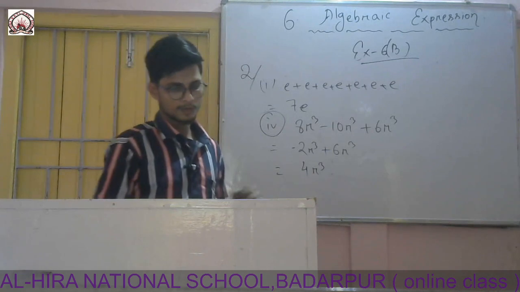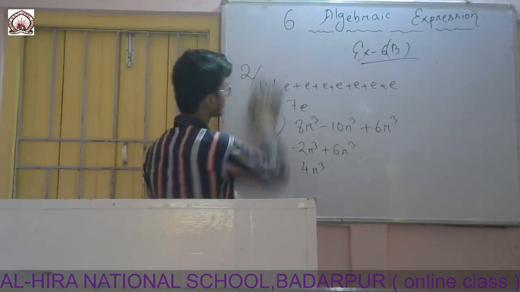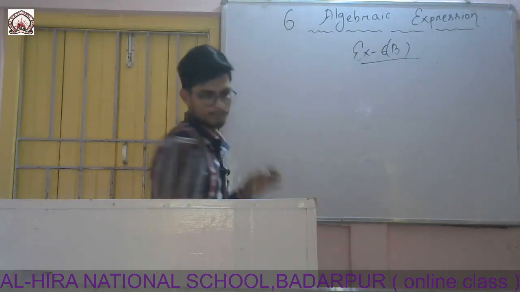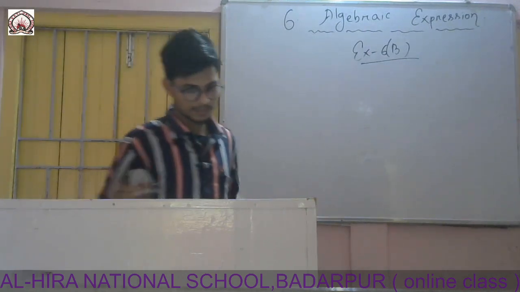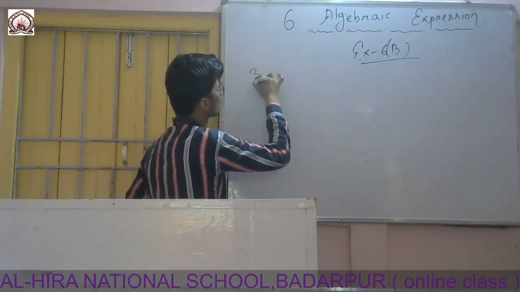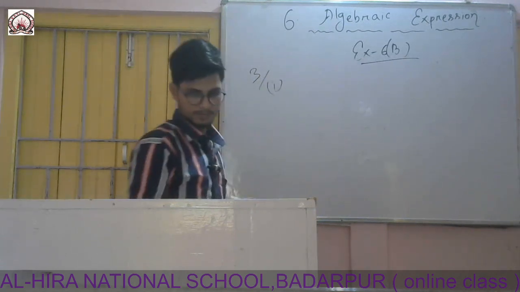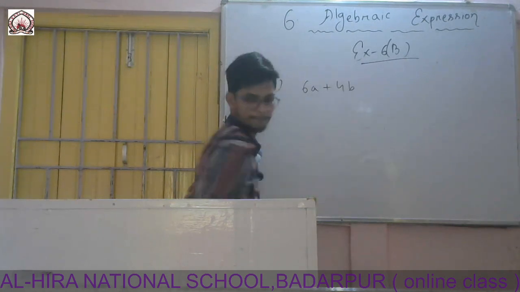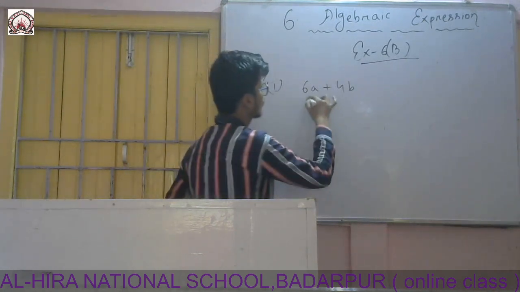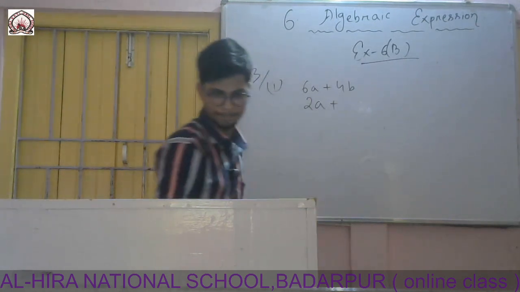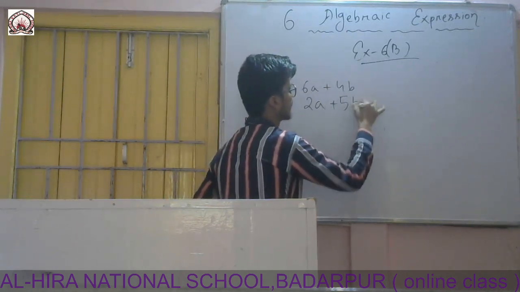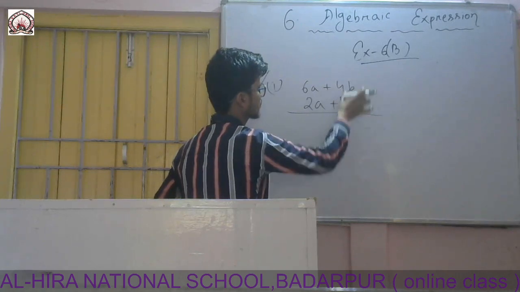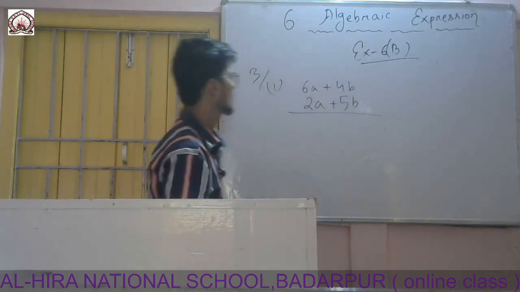So now we will do addition of binomials and trinomials. The first one is a binomial. There are two terms, you see. 6a plus 4b, 2a plus 5b. While writing, write it nicely so that this one comes after that one. It can be arranged in a column.